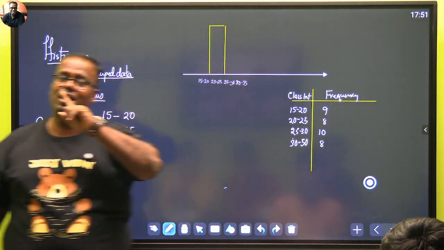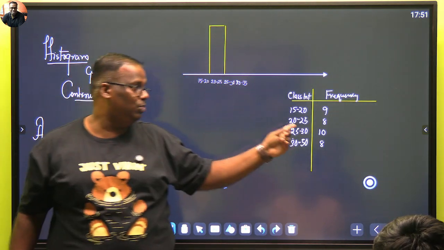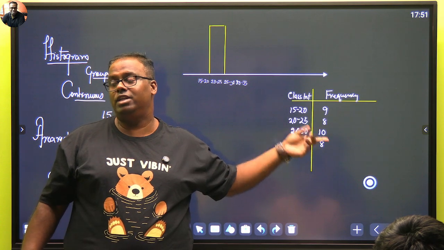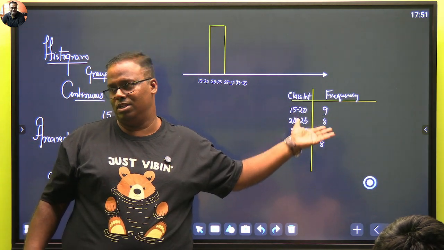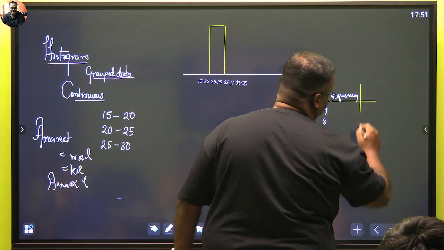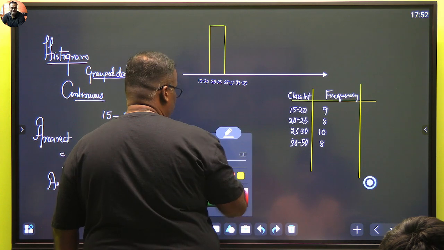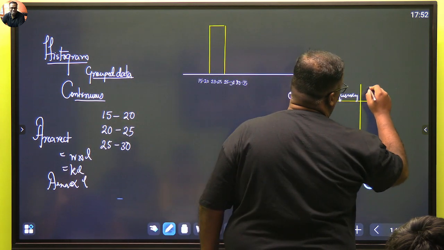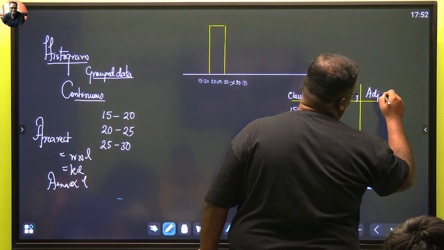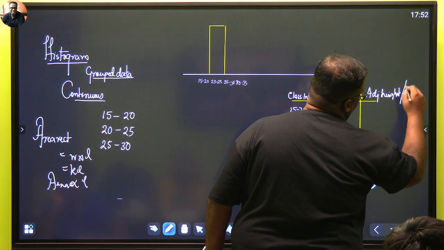Because area has to be proportional to the frequency. So now what we have to do in this case is called adjusted height or adjusted frequency. We will make one more column, and this column, in our days we used to call it adjusted frequency, or you can also call it adjusted height. Either you have to adjust the height or the frequency.